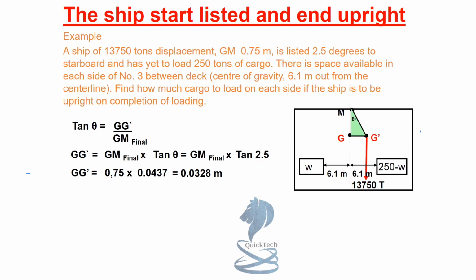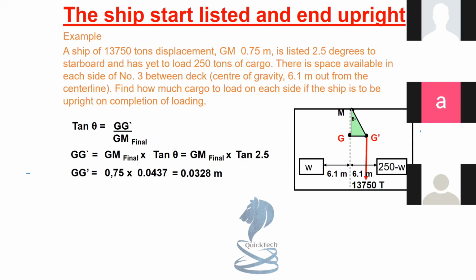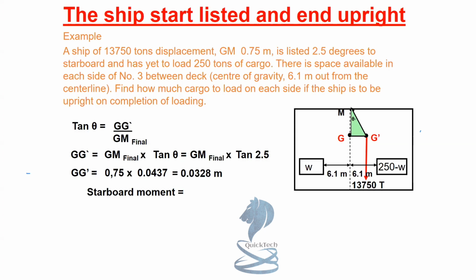Now, in the end, if the vessel has to be upright, the moments on the starboard side and the port side should be equal. Thereby all the moments created by the weights on the starboard side of the center line are equal to the moments created by the weights on the port side of the center line. So now on the starboard side we have two weights acting, that is first the displacement acting with a distance of GG' from the center line, which we calculated as 0.0328.